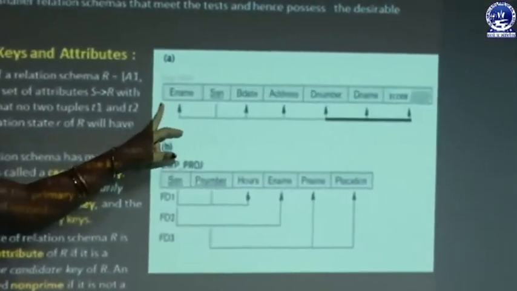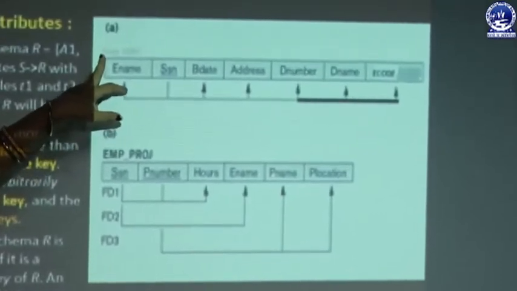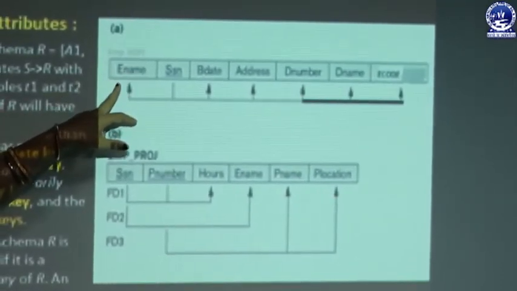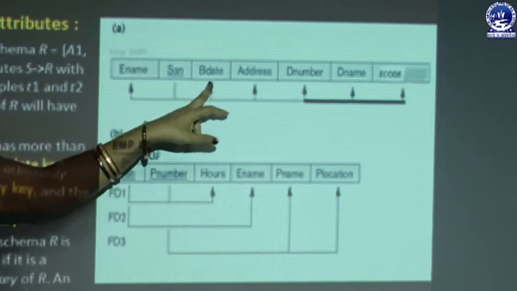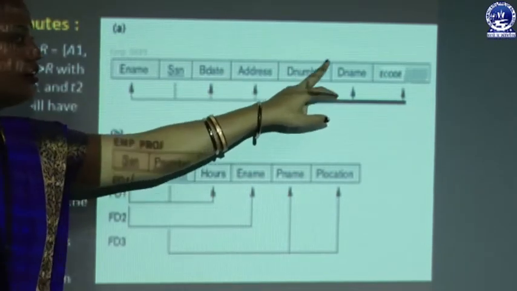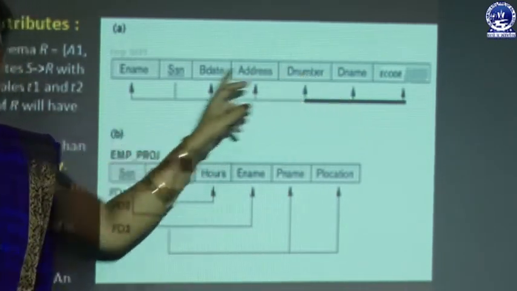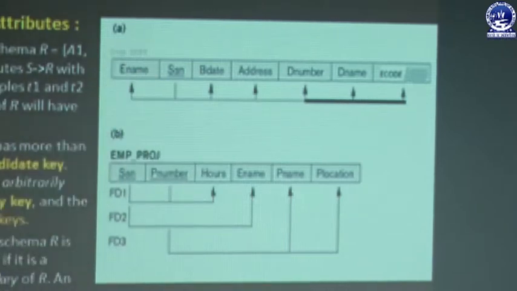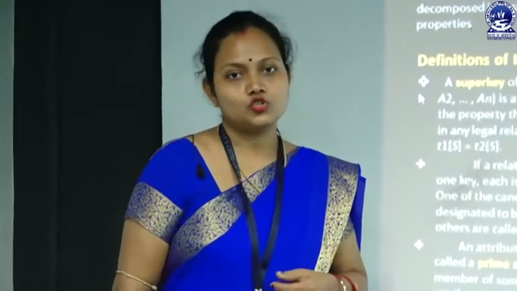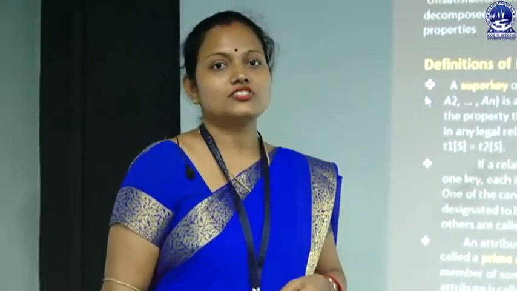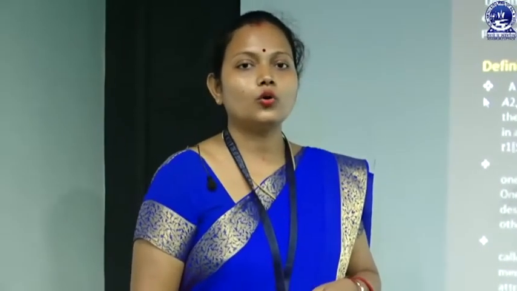This is the example. Here I take a relation schema, EMP department, having attributes E-name, SSN, birth date, address, D number, D name and E code. And here we first define a key, that is the super key. Super key is what? That is the default key of a relation schema, a combination of all attributes forms a super key. And the main condition of the super key is what? No two tuples in a relation have the same value for their super key attribute.